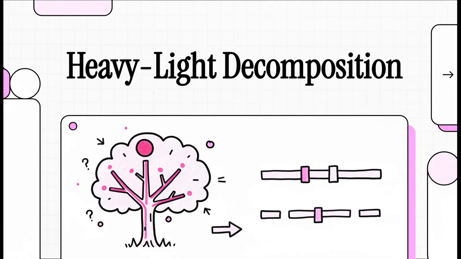Hey everyone, welcome back. Today, we are diving deep into a really powerful algorithm called heavy light decomposition, or HLD for short. If you've ever found yourself staring at a tricky tree problem, wondering how to make it faster, well, this is one you're going to want to know.